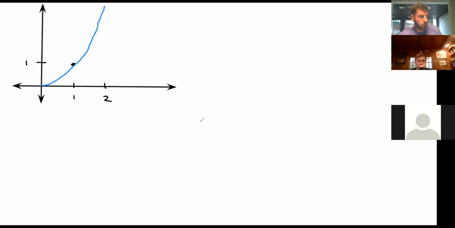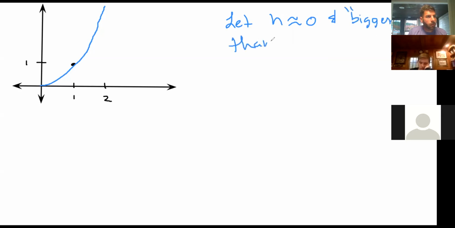So let h be approximately 0. Doesn't have to be 0, but let's just assume that it's bigger than 0. Okay, so if I assume that h is a little bigger than 0, then this point right here, for example, what is this number? This could be 1 plus h.